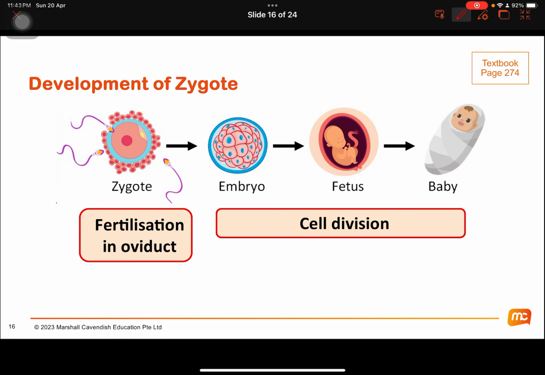Alright, so that marks the end of the development of zygote, and after it's successfully implanted, it will then form the placenta for the exchange of nutrients and waste product between the mother and the child across 9 months before it is delivered.